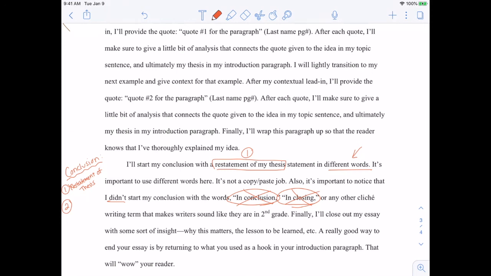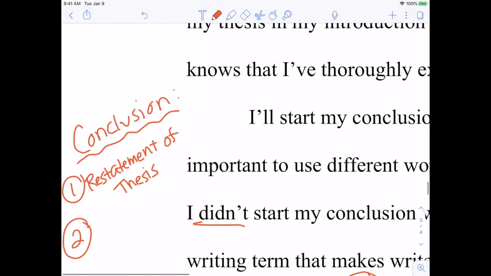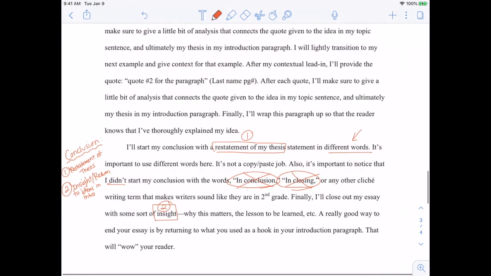Finally, I'll close out my essay with some sort of insight, okay? So that's the second thing I need to see is insight. The insight includes kind of why this matters, what is the lesson to be learned, etc. So again, you want to ask yourself the question, why did my teacher give me this particular prompt? What am I supposed to gain from this ultimately over the course of the semester? What am I supposed to have learned from this? And remember, your teacher did not give you this assignment just to make you suffer or to make life difficult for you. There is a point. Why did I give this particular prompt?